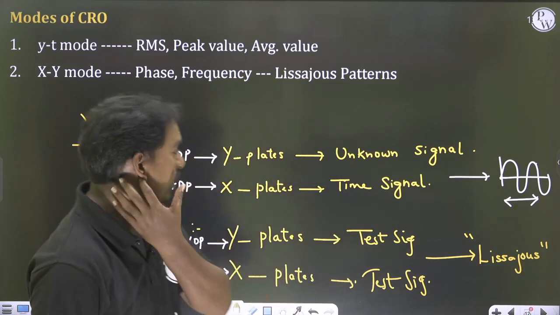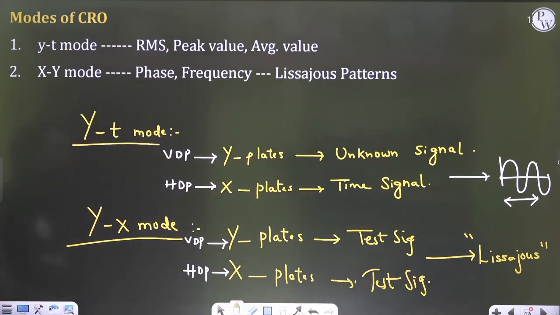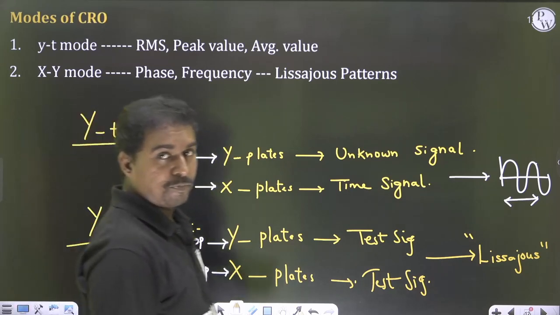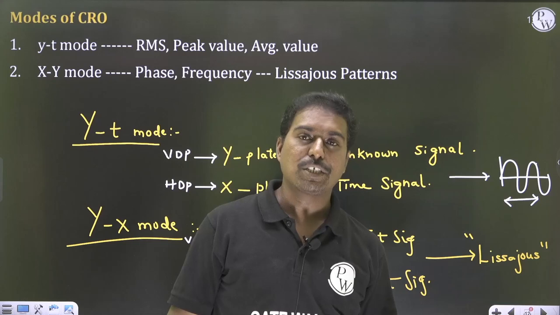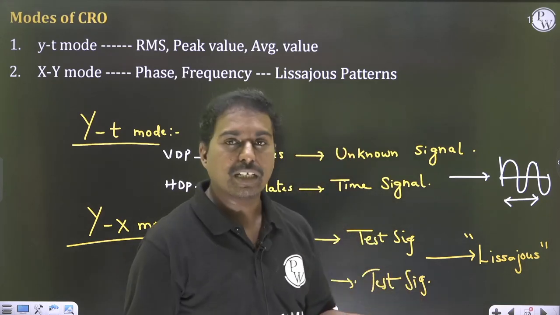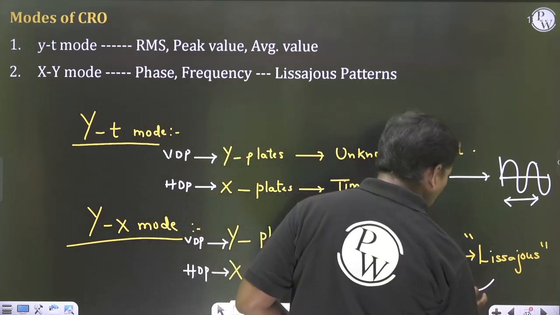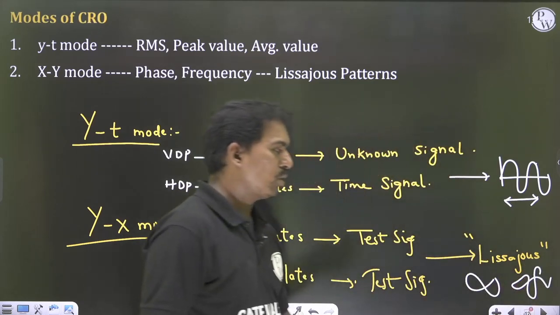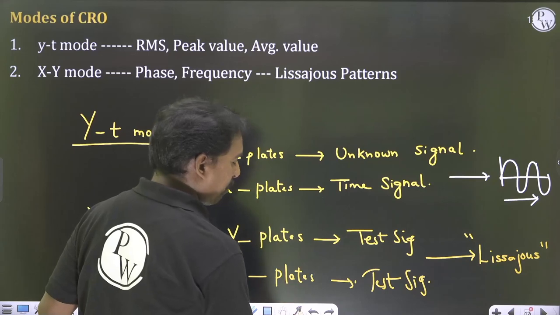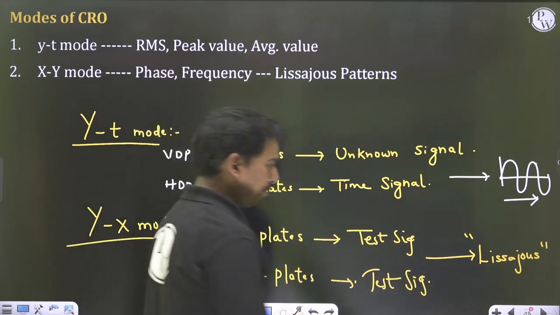Similarly, when you are taking the YX mode, we are going to get the Lissajous pattern. YX mode means for both the horizontal deflection plates and vertical deflection plates, we are going to apply the sinusoidal signal. Because of that, we are going to see patterns like this. Those patterns are called Lissajous patterns.